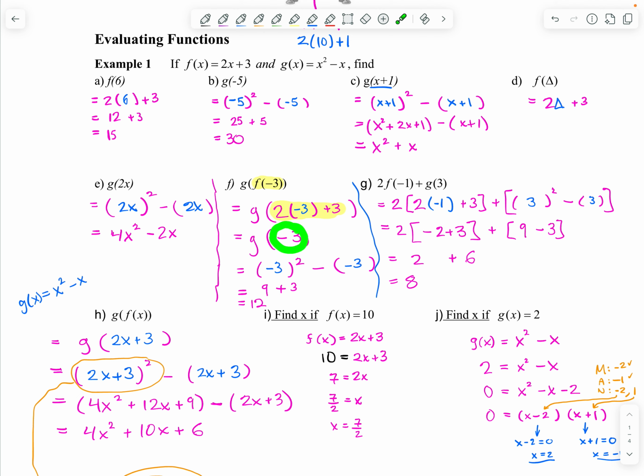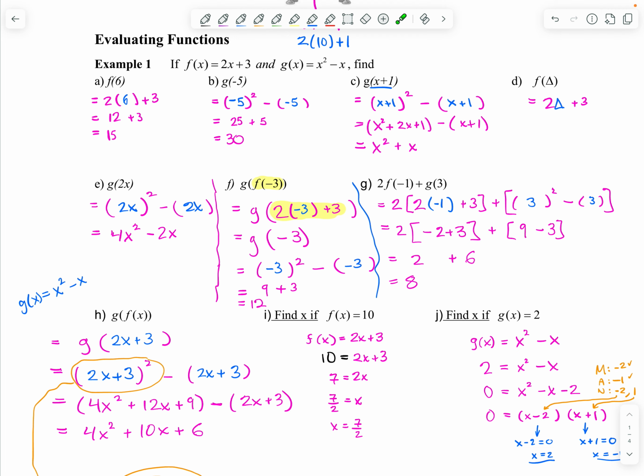Now I have a new input for my g function. My g function is a different rule. It's saying I have to square that input and then subtract that input. Now the input for g is negative 3. So I square that negative 3, then I subtract that negative 3. All in all, I get 12.